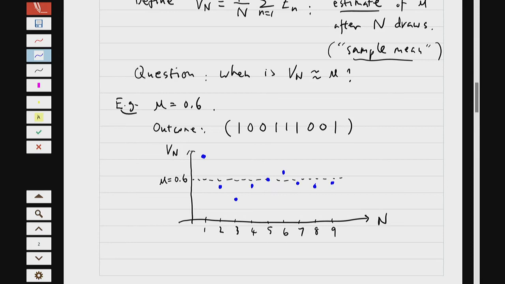So 5 out of 9. Is this above 0.6 or under 0.6? No, it's below. Below 0.6. My notes said I was wrong.